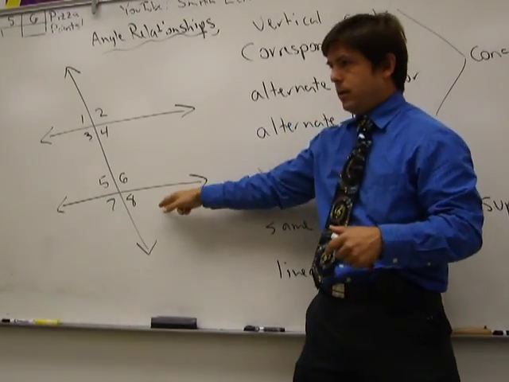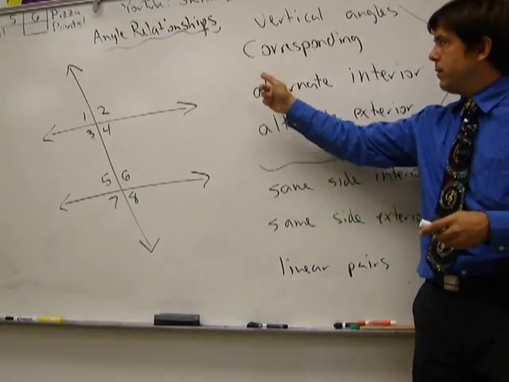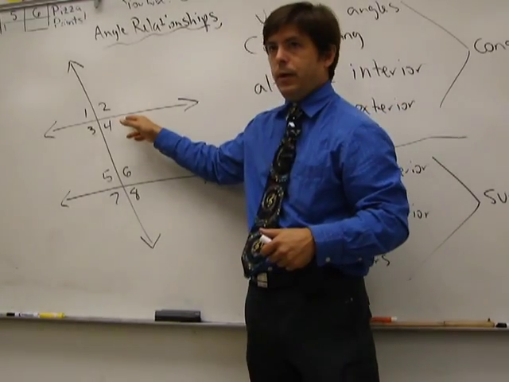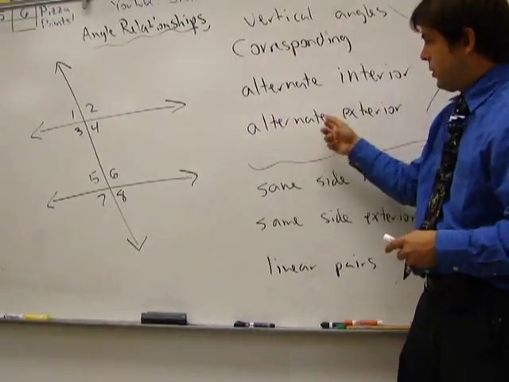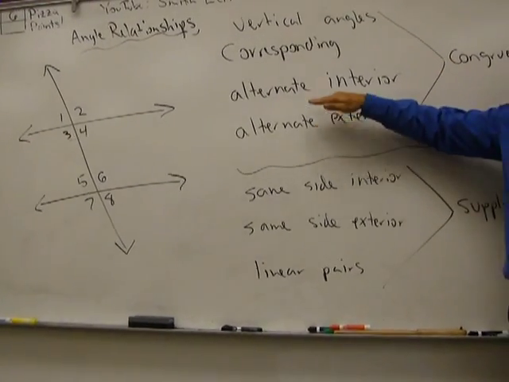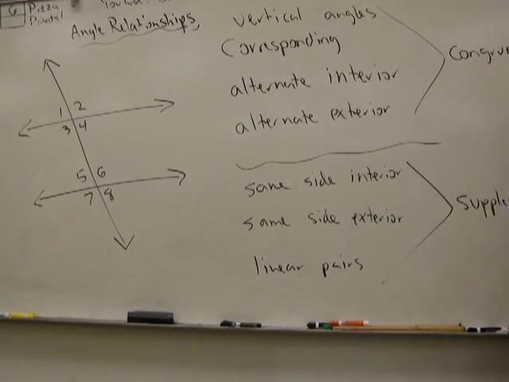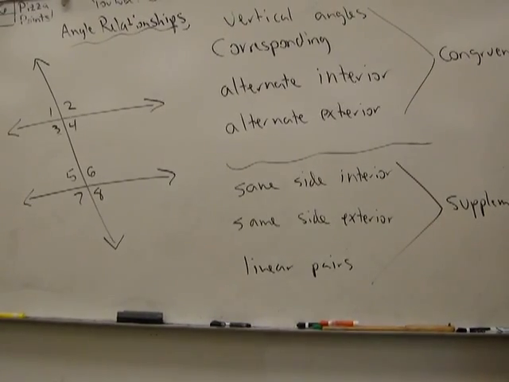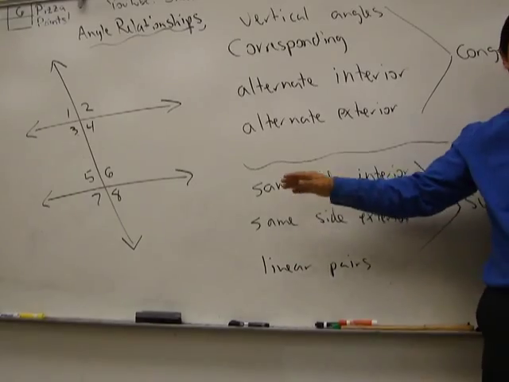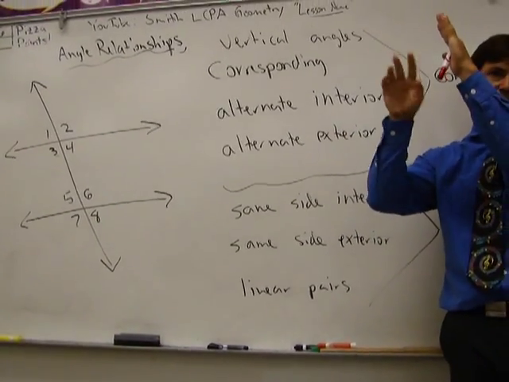4 and 8 are what? Corresponding. Alternate interior, like 4 with what? 5. And alternate exterior, like 7 with 2. In all cases, with these relationships, you have congruent angles. The other relationship sets we have are same side interior. So what does same side mean? Same side.